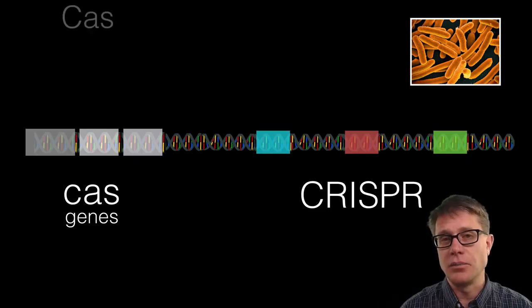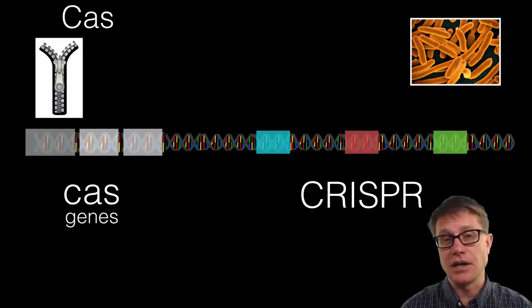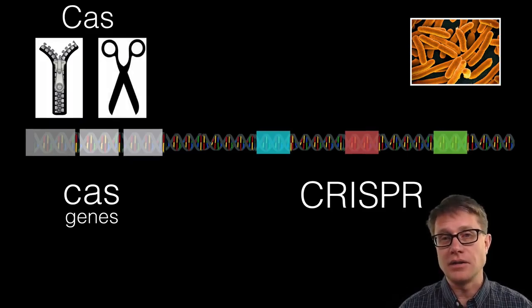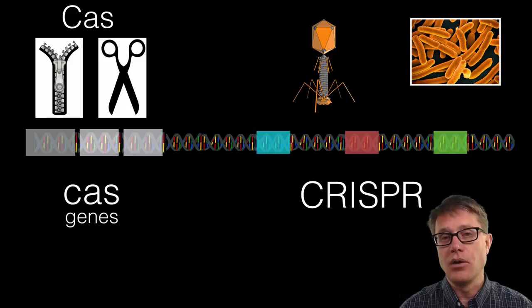Now those Cas genes will make Cas proteins. The Cas proteins in general are going to be helicases, those are proteins that unwind DNA, and then nucleases, those that cut the DNA. And so the idea was perhaps this is an immune system for bacteria, a way they could fight their old nemesis, the bacteriophage. And that's exactly what's going on.